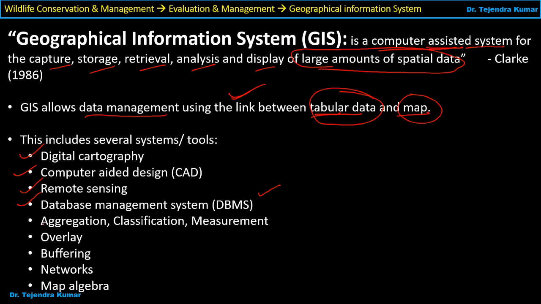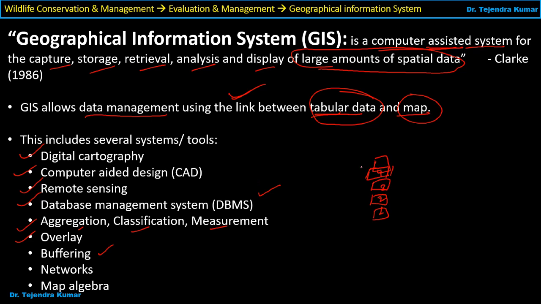And analyze according to our requirement. Aggregation, classification, and measurement. So this can be done, as we had seen in remote sensing already. Overlay. There are many things which we are making and placing on one another. So this is the one layer, second layer, third layer, fourth layer, and many more layers are available. And we are placing one on one, and then it will give us a better picture.